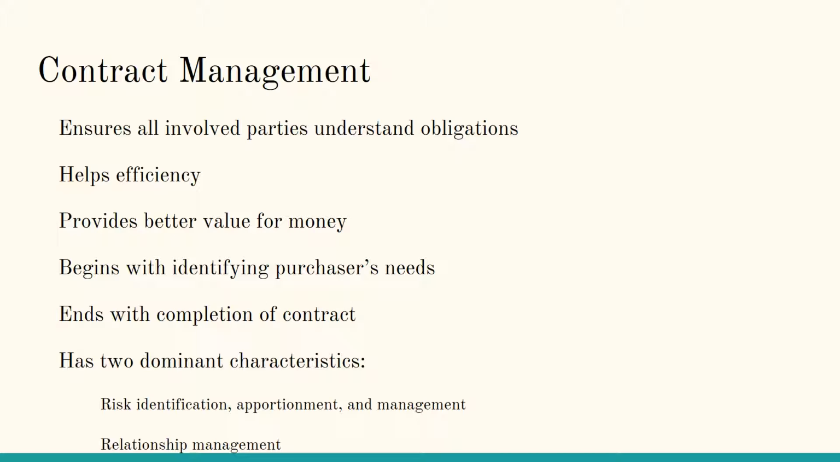Contract management has been defined as the process which ensures that all parties to a contract fully understand their respective obligations, enabling these to be fulfilled as efficiently and as effectively as possible to provide even better value for money. This process commences with the identification of the purchaser's needs and concludes with the completion of the contract. Further, the process has two dominant characteristics: risk identification, apportionment, and management, which are related to contract performance, and relationship management, which is between the purchaser and the supplier.